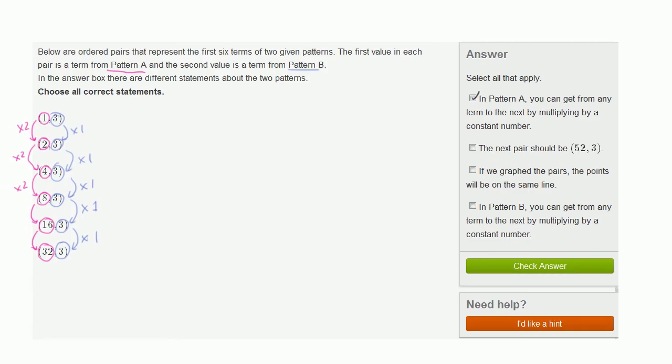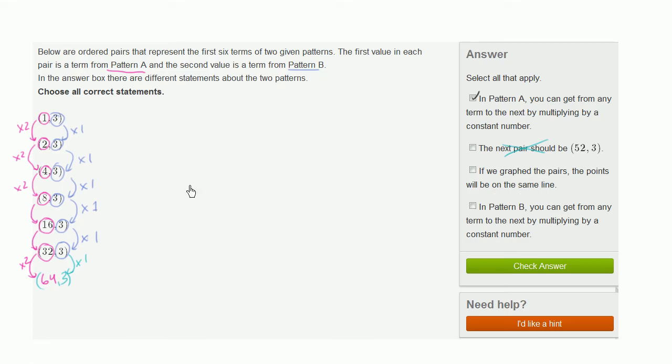The next choice says the next pair should be 52, 3. So let's think about this. If we keep doubling for pattern A, so this is going to be times 2, 32 times 2 is 64. And if we say that pattern B is 1 times the previous term, we're just going to get a 3 again. So it should be 64, 3 should be the next one. They say the next pair should be 52, 3. So that's not right.